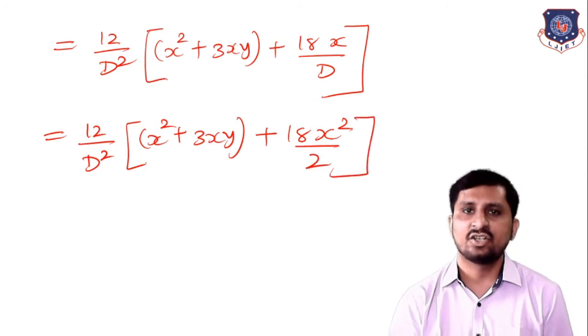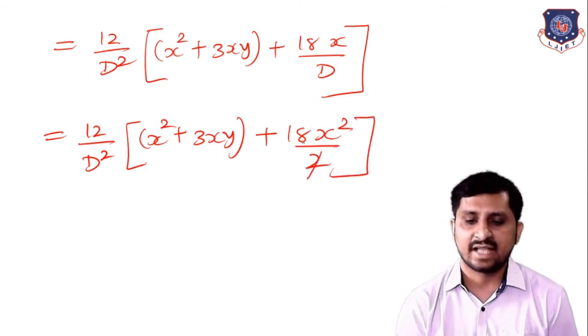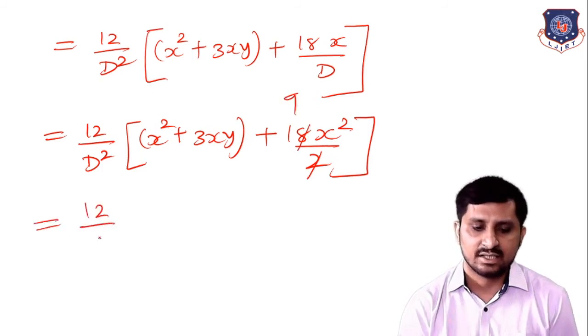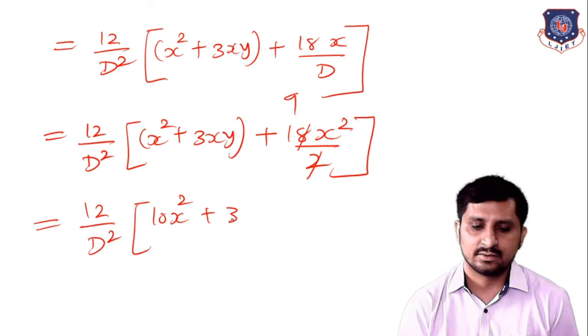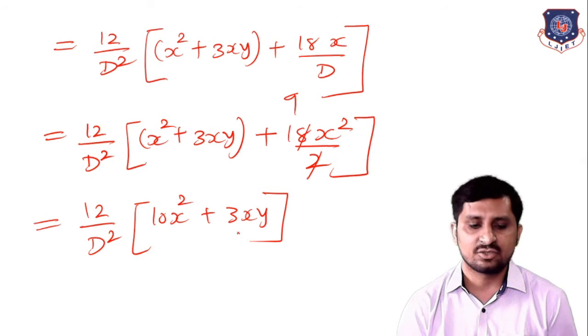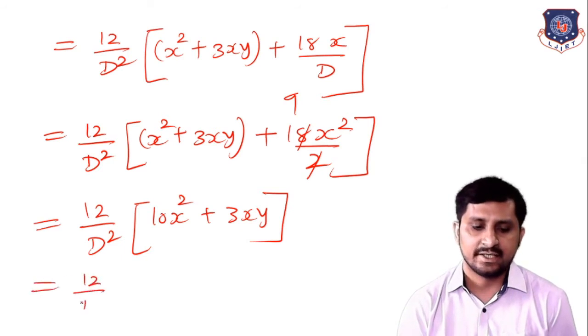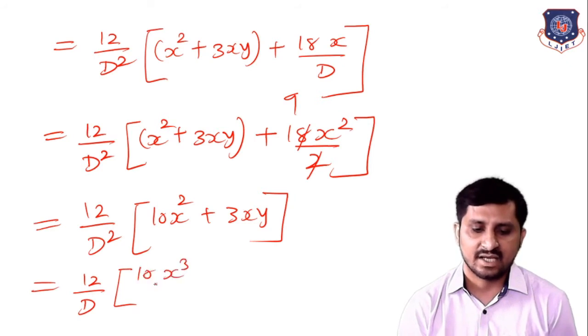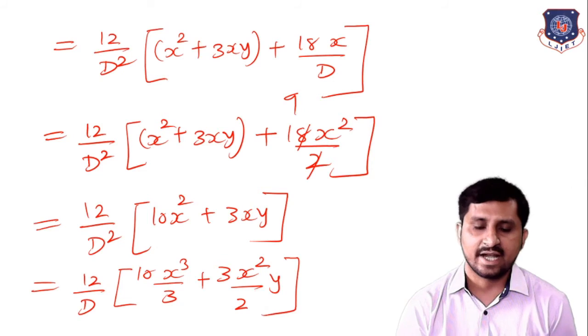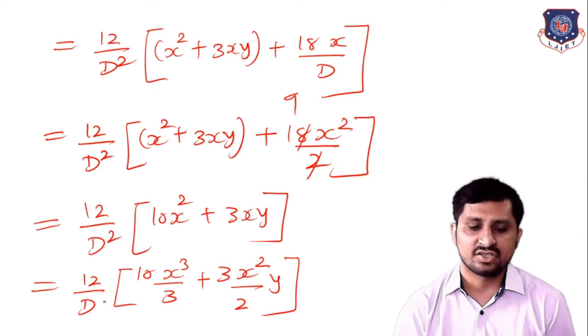Integration of x with respect to x, so that is 9x square, plus x square, now you have 10x square. So 12 by D square, 10x square plus 3xy. Now I have to integrate the whole function with respect to x two times. So first integrate this function with respect to x the first time: 10 x cubed by 3 plus 3 x square by 2 y. And now again integration of this function with respect to x.